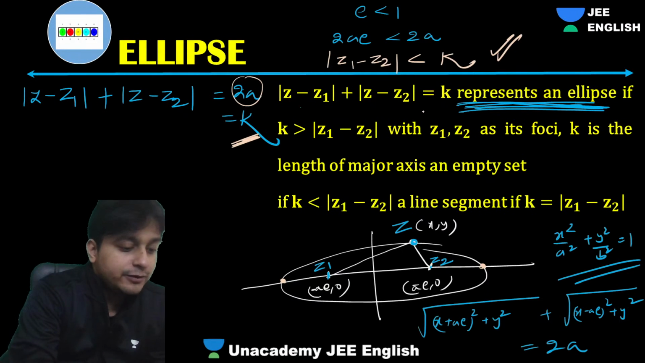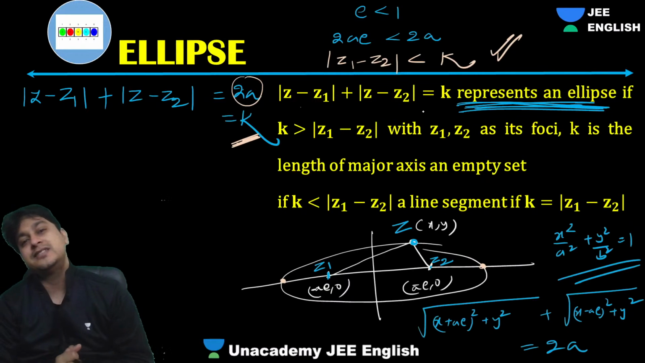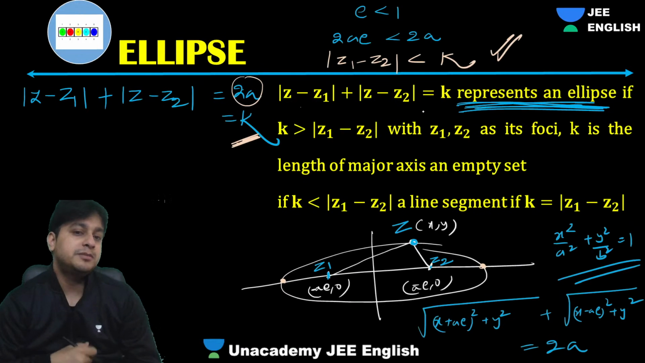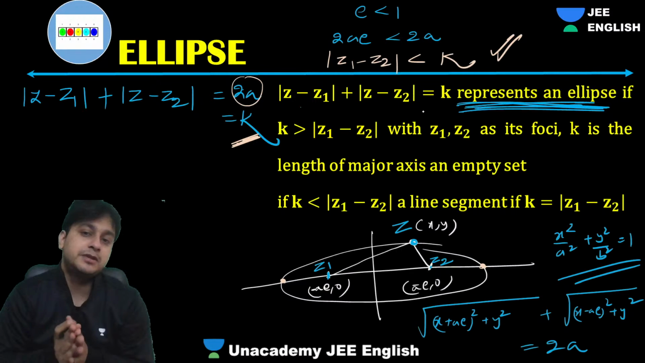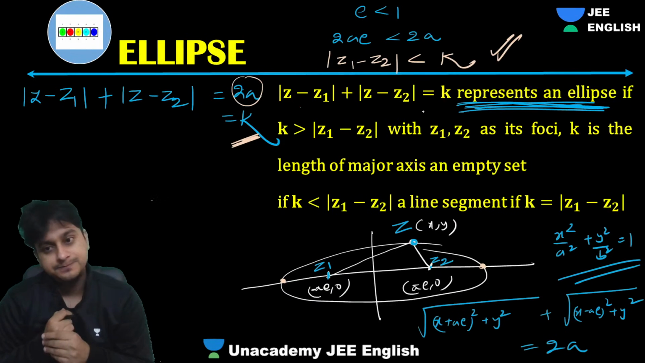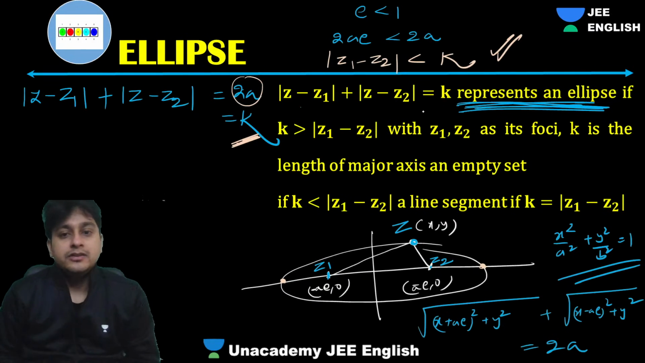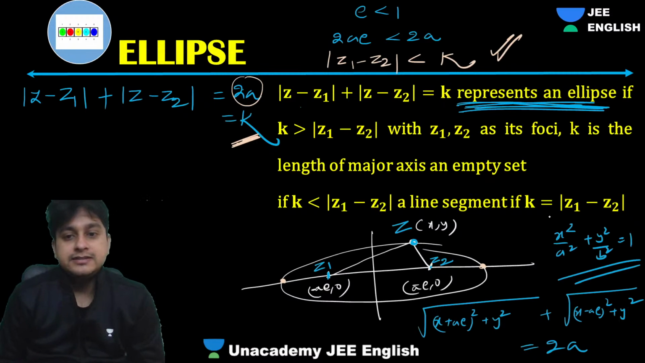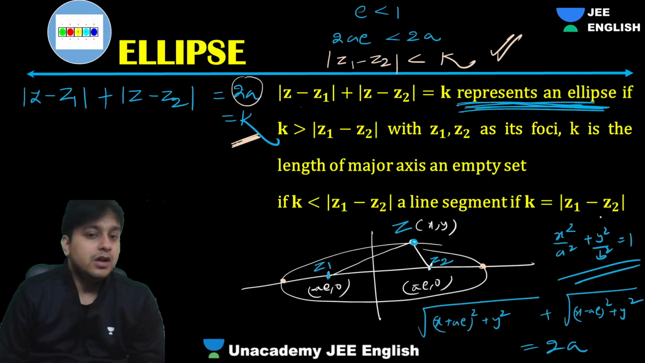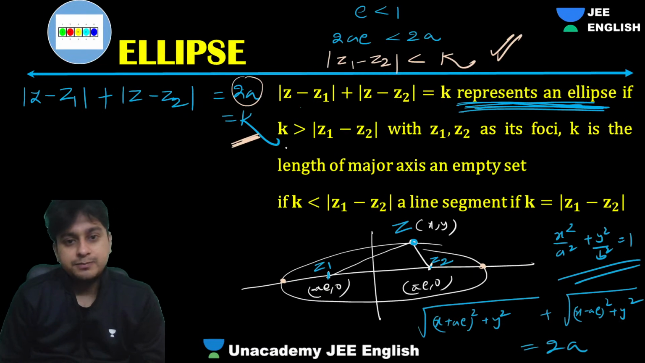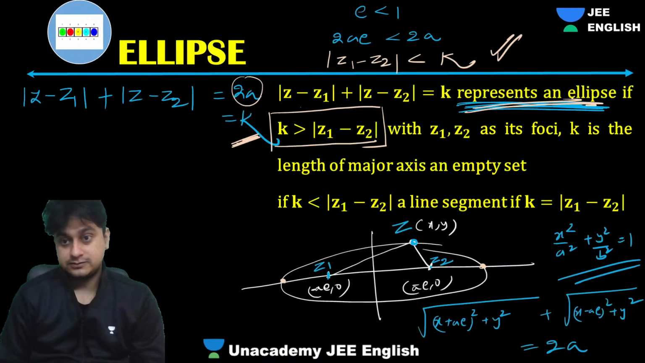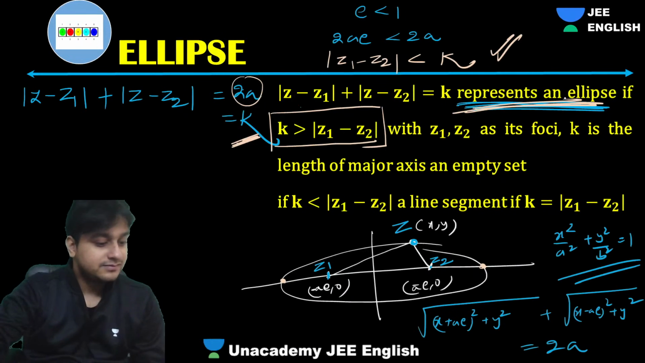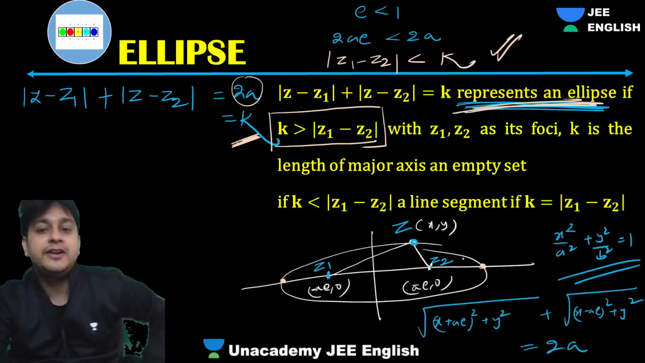So guys, please try to understand if you want to prepare for JEE Mains and Advanced. This is a very important concept. I hope you know the basic concept of ellipse. From there only we have derived this thing. Obviously for other cases it becomes an empty set, right? It cannot be less than this, and it is a line segment if k equals this thing. So this part is important: k should be greater than mod of z1 minus z2, then only it will represent an ellipse. I've properly explained this concept.